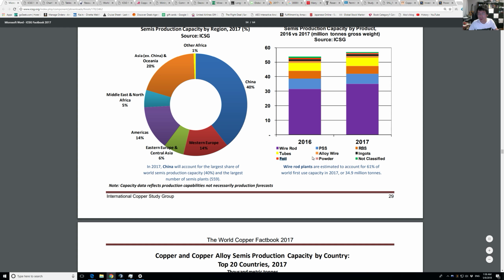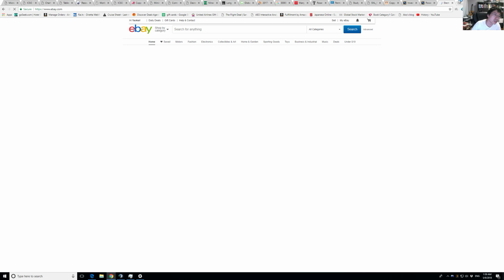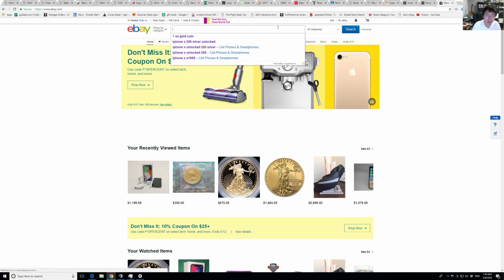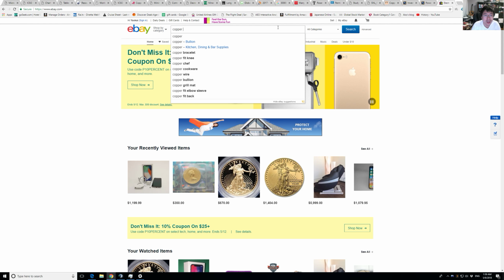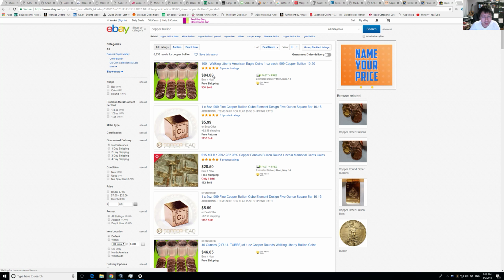And the others, alloy wire is basically wire. Powder. PSS is plate sheets and strips. RBS is rods, bars, and sections, so big stuff. Ingots is ingots. So talking about ingots, this is some stupid thing in copper. You can actually buy copper bullion on eBay, and I'm like, huh? What?